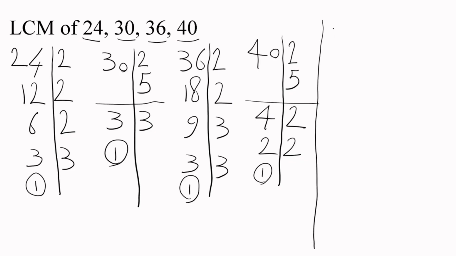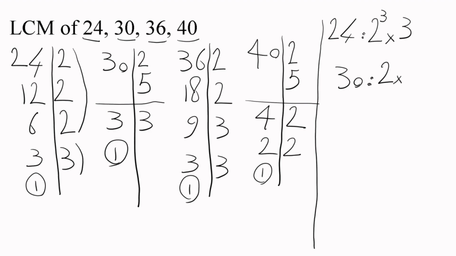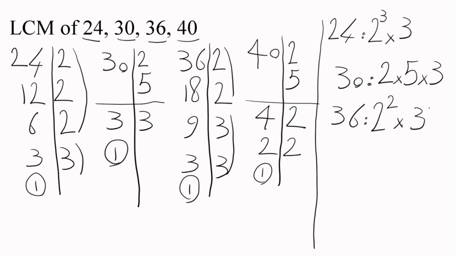On the right side, let's start with 24. I can write 24 as 2 to the power of 3 times 3. And I can write 30 as 2 times 5 times 3. And I can write 36 as 2 to the power of 2 times 3 to the power of 2. And I can write 40 as 2 to the power of 3 times 5.